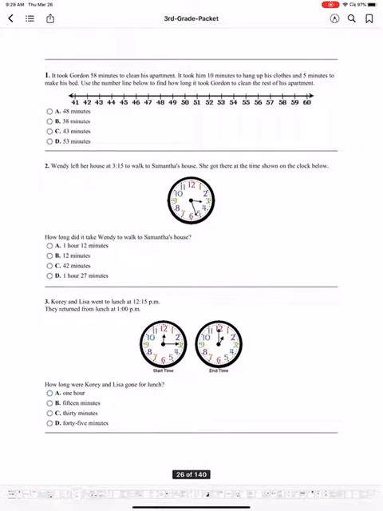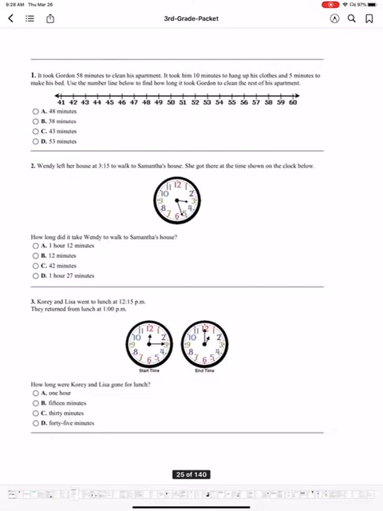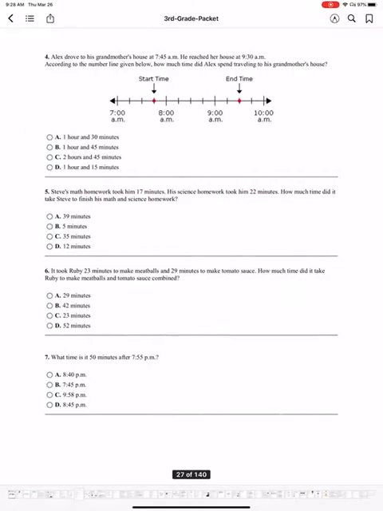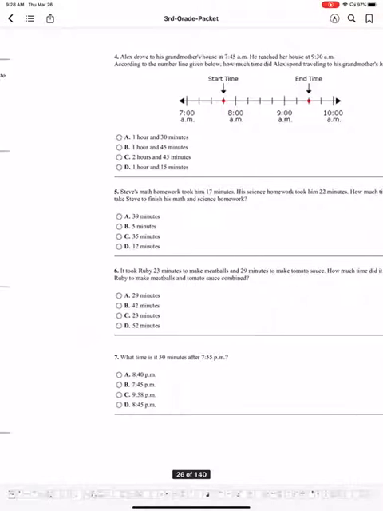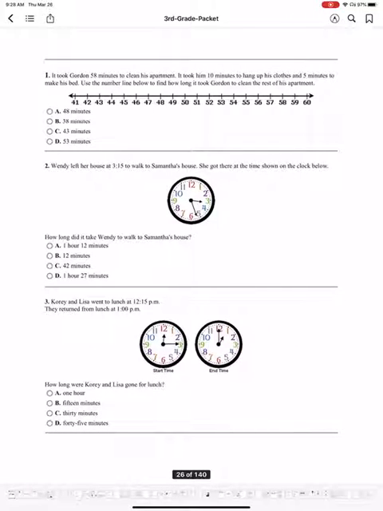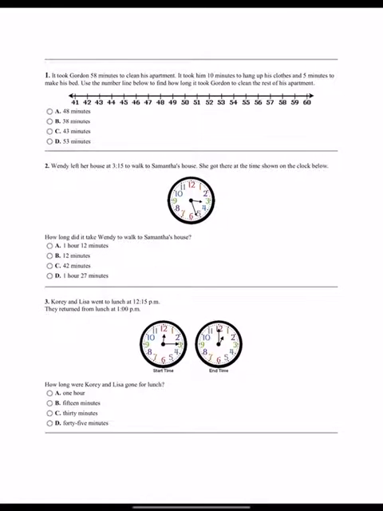Okay, so here's the work you're going to be doing today. You're going to be going through these questions. 1, 2, 3, 4, 5, 6, 7. Ooh, only 7 questions. A little bit more than expected, but still. You have a number line. Make sure you pay attention to these numbers here. It talks about how long it takes him to clean his apartment. It took him how much time. Looks like here, you might want to read carefully. It looks like you might have to do some subtraction there, okay?